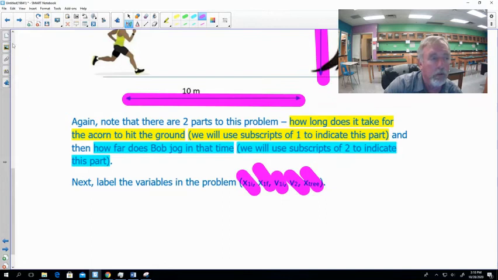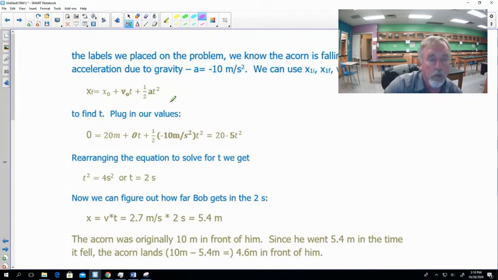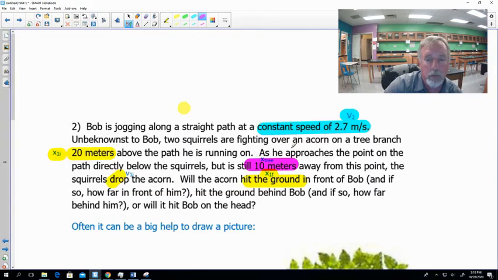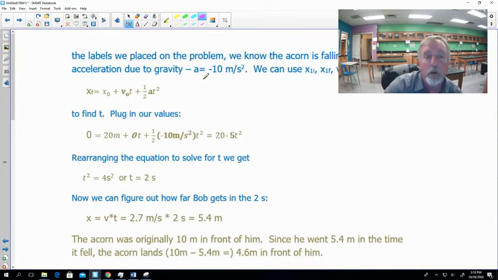Let's start plugging things in. We placed labels on our problem, right? We know our V2, we know our X1i, we know our X1f, our V1i, and our tree. So we've labeled our problem. Awesome. We also know that the acceleration of gravity is negative 10 meters per second squared. So again, what is it that we can do? Let's go back, and this is a great place to start, this first equation. Do we have enough information to do anything with this?